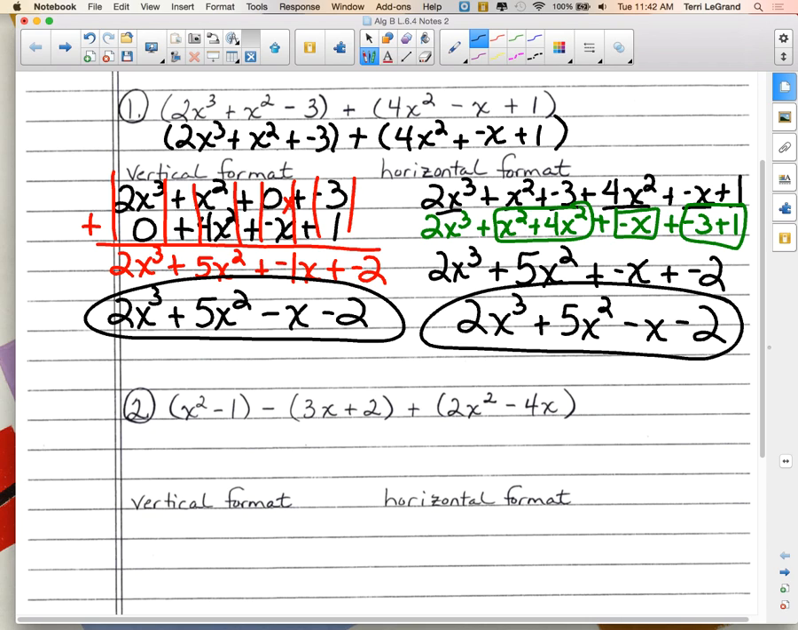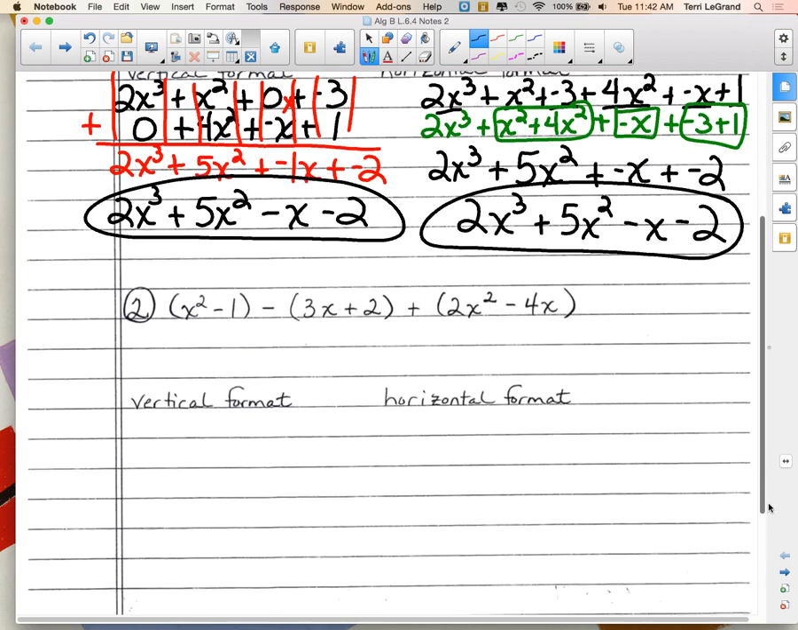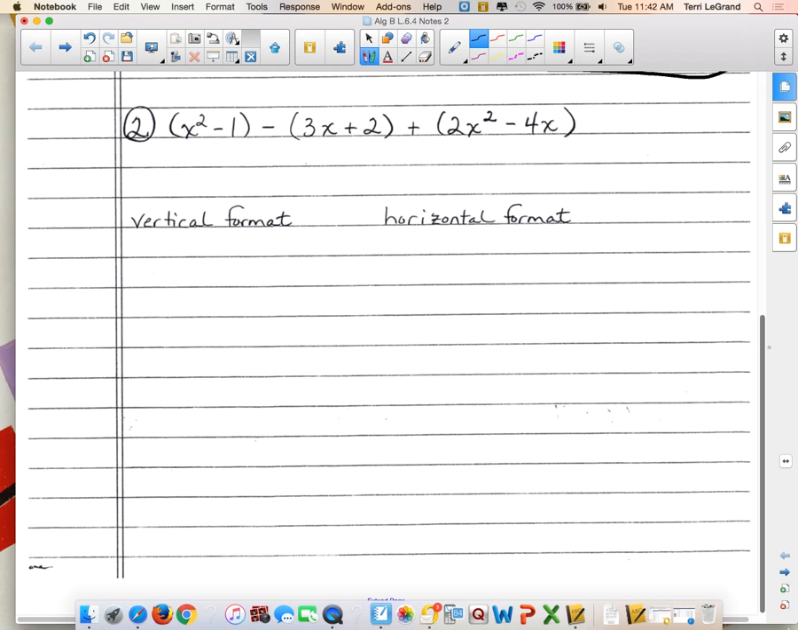What's the answer to that? Devontae? X to the 9th plus 3x to the 4th plus 2x minus 7. You got it. See, that would not be very efficient to use the vertical format on that one. Okay, now let's take a look at the next one.